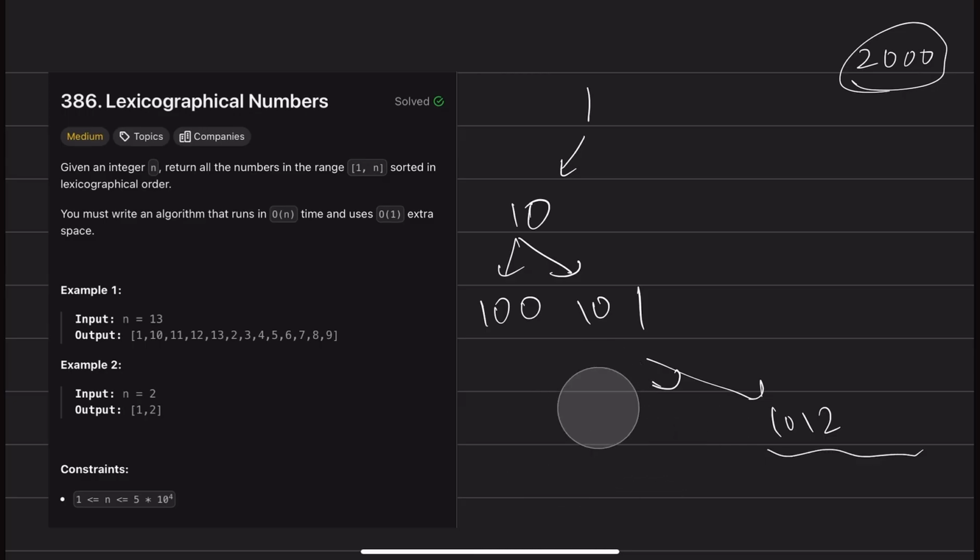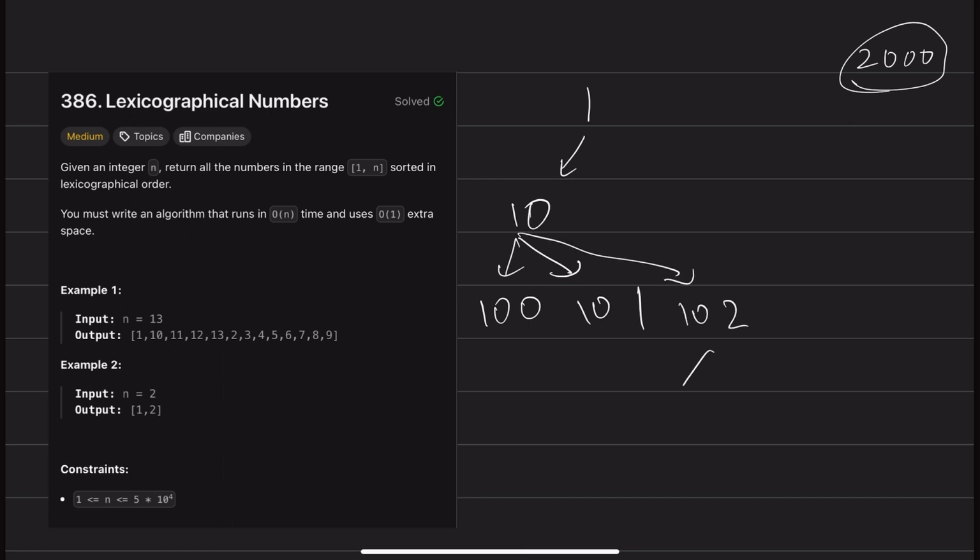Once we have generated all of these numbers, similarly we will go on. We will take 102, and then 1020 will be there, 1021 will be there, 1022 will be there. That's how the numbers will be generated. I hope you are able to understand it. Let's generate a few more. Once all the 10s are done, the next one will be 11. For 11, the next lexicographical will be 110.